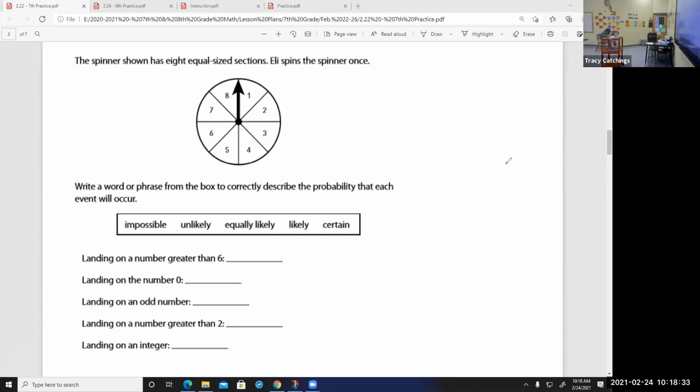Got a spinner. The spinner shown has 8 equal-sized sections. Eli spins the spinner once. Write a word or phrase from the box to correctly describe the probability that each event will occur. Now make sure you get your explanation and your rationales. I still don't look at the answers.